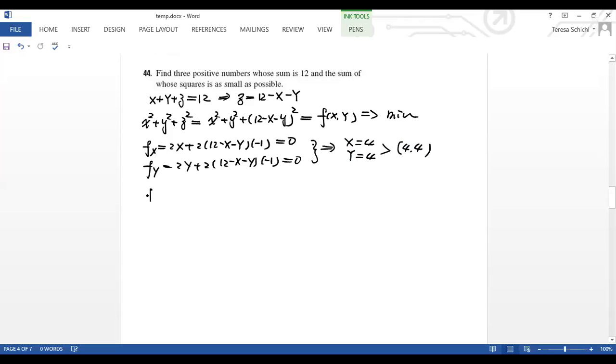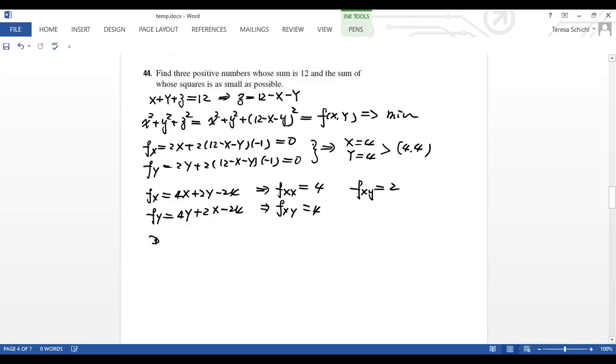Okay, so if you simplify this a little bit, f of x is going to be 4x plus 2y minus 24, right? Then f of y is equal to 4y plus 2x minus 24. All right, now you want to find f of xx, the double derivative. So this is 4, and the yy is 4 here. What is xy? xy is 2. Okay, so D is fxx times fyy minus f of xy squared. So it's 16 minus 4, so it's 12, greater than 0.